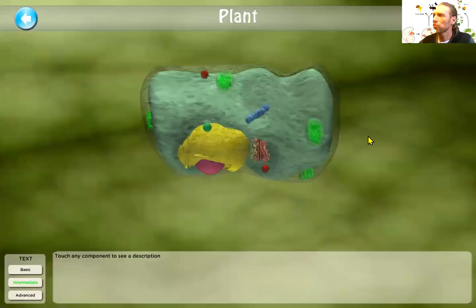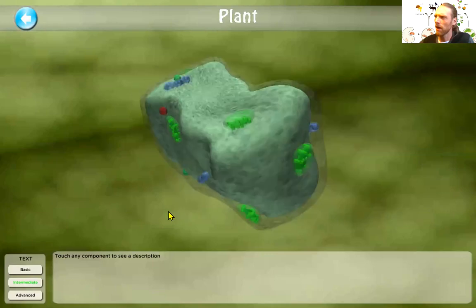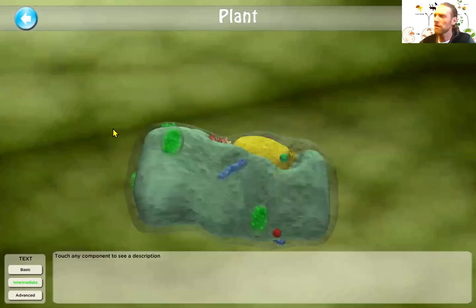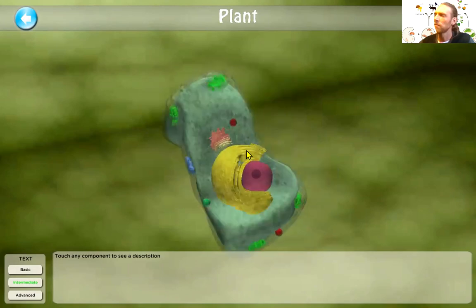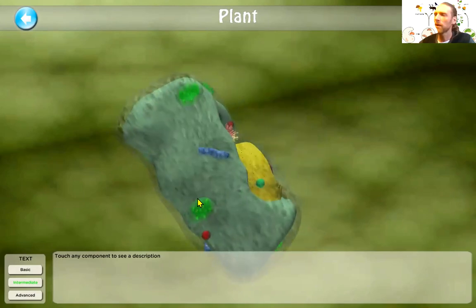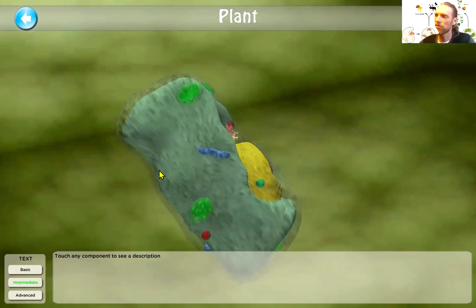Okay, let's go to the plant cell. We are not going to see each part of the plant cell because you know that they are exactly the same as in the animal cell. But what we can do is quickly revise the differences.